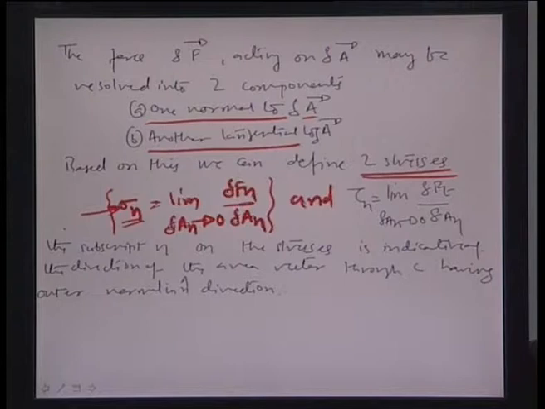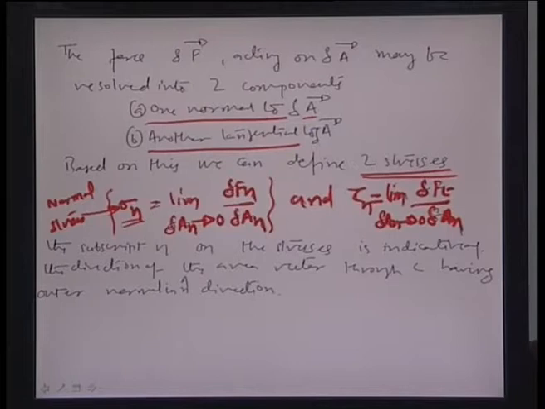So this is the normal stress, and the other component, which is parallel to the area, can be represented as tau n, the limit as delta A n tends to 0 of delta F t, that means the tangential force, divided by delta A n. The area vector is unmodified, it still remains the same. So we have a stress due to the normal force parallel to the area vector, and a stress due to the tangential force perpendicular to the area vector, causing the normal stress and the shear stress. So this essentially is how you define normal and shear stress in such a situation.